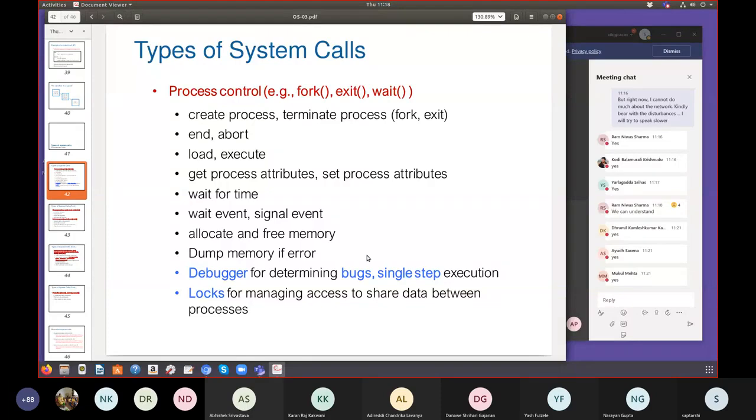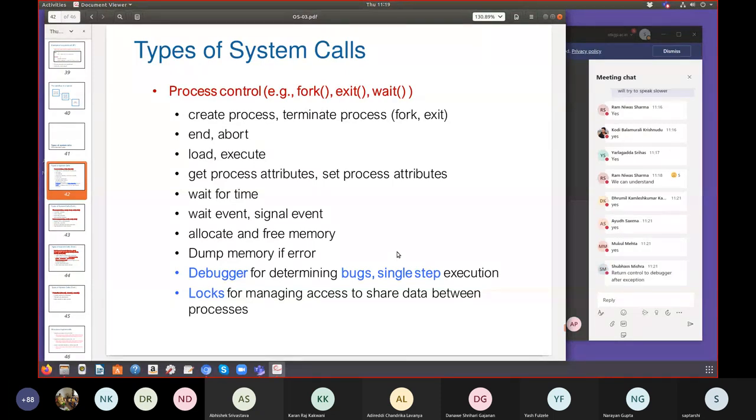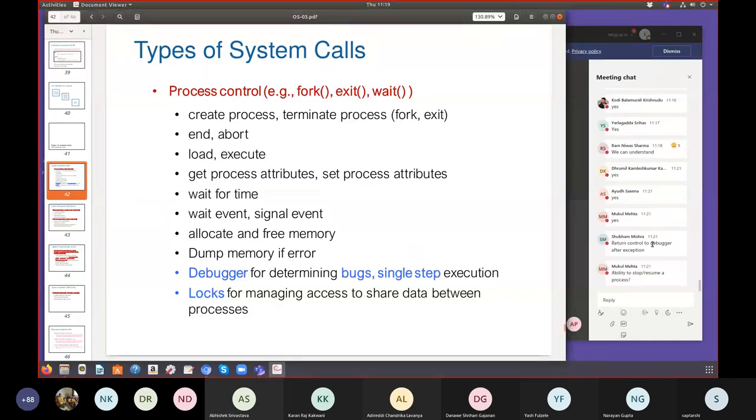Okay, good. So, do you think that debugging would require system calls? Why should debugging require kernel support? What do you think? You can unmute yourself, one of you, like Dhunil, Ayut, Mukul. Yeah, exactly. What Shubham and Mukul have written, that is the idea.